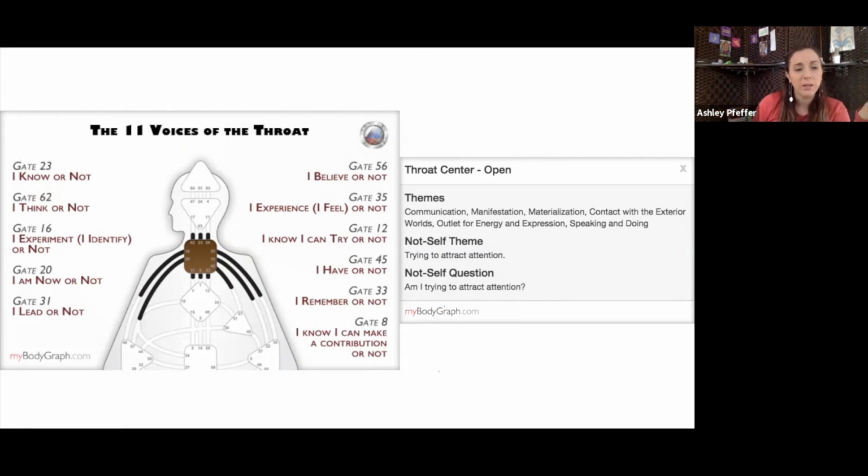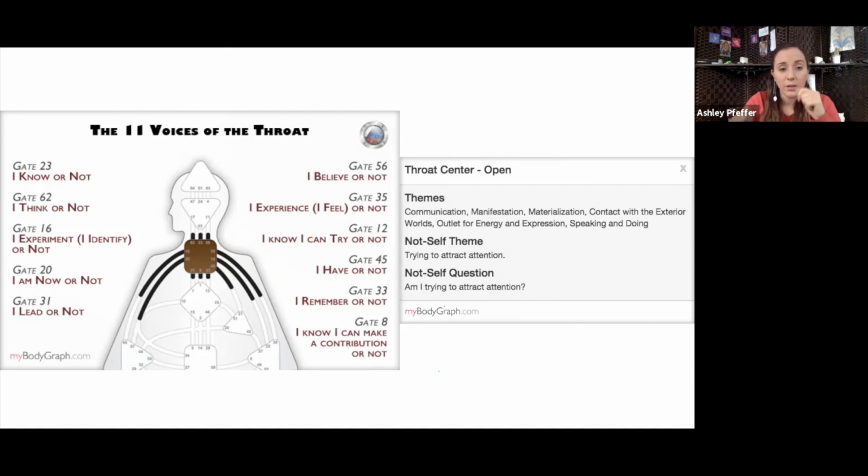And anybody who has an open throat center, you're going to be able to pick up on the other person's throat. It's like a motor. And if you don't have the motor going here, it'll take you a little bit of time to get going. So don't feel bulldozed by people who have defined throat centers. That doesn't mean that you're not here to talk. It just means it's going to take you a little bit to get started because you've got to rev that motor. Whereas people who have defined throat centers, they're ready to talk whenever.